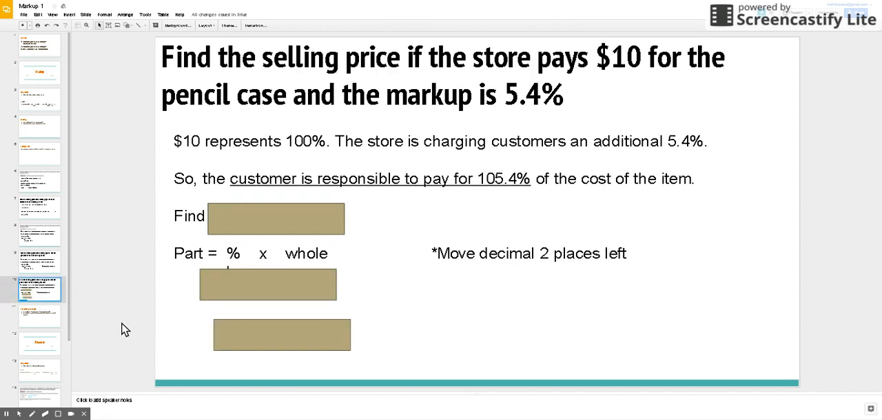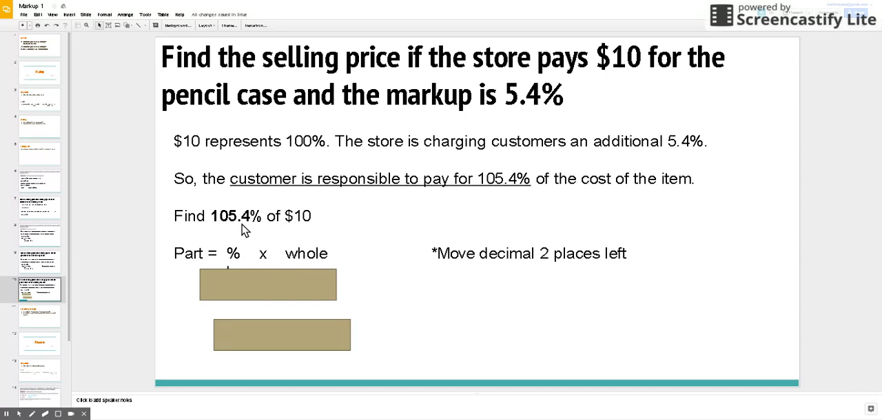And now let's look at the last problem. It says find the selling price if the store pays $10 for a pencil case and the markup is 5.4%. All right, let's look at this. So $10 represents your total, 100%, okay? 5.4% represents your markup. So in total, the customer is responsible to pay for 105.4%. So we're finding 105.4% of $10.